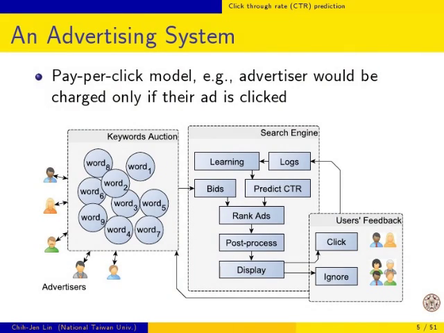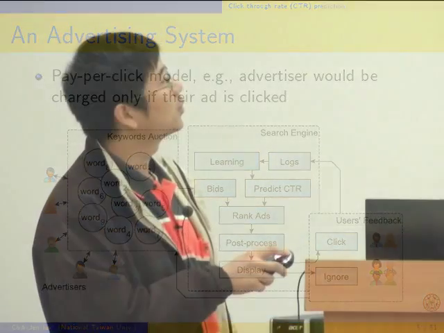In general, an advertisement system is like this. They have a so-called pay-per-click model. Of course, there are many different models, but this is one of them. That means you will be charged if your ad is clicked. So roughly, this is for search advertisements, and it's like this.